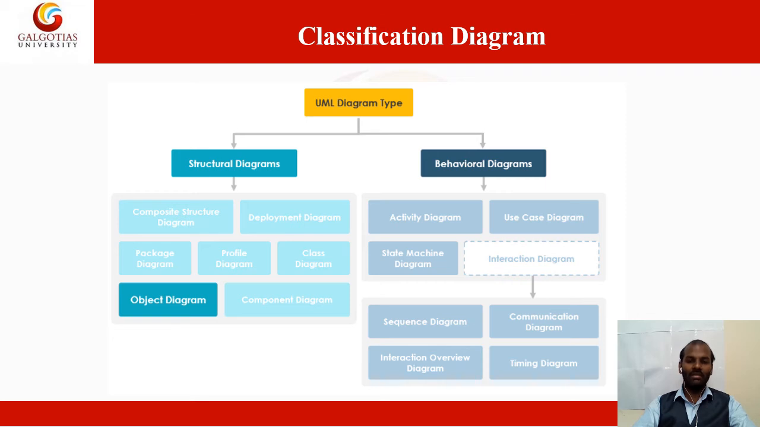And the UML diagram types are divided into two different categories. One is the structural diagram and the second is the behavioral diagram. The structural diagrams have different kinds and the behavioral diagrams have different types. The structural diagrams include the package diagram, then the class diagram, component diagram, object diagram, deployment diagram, right, and then the composite structure diagram. So all these things come under the structural diagram. Now you can have an idea whether this particular object diagram comes under structural or behavioral.